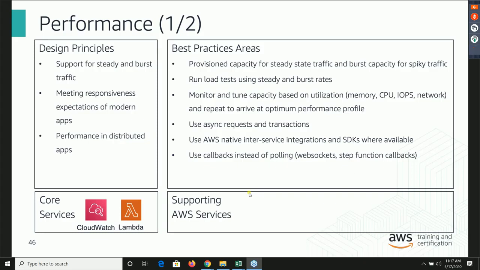So, for example, DynamoDB retains up to 300 seconds of unused read and write capacity that can handle occasional bursts over and above what you have provisioned. And Lambda also supports initial burst capacity of 500 to 3,000 different invocations, depending on the region that you are in.